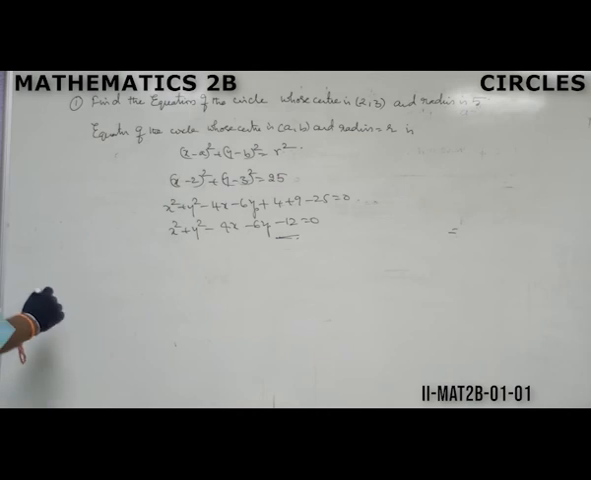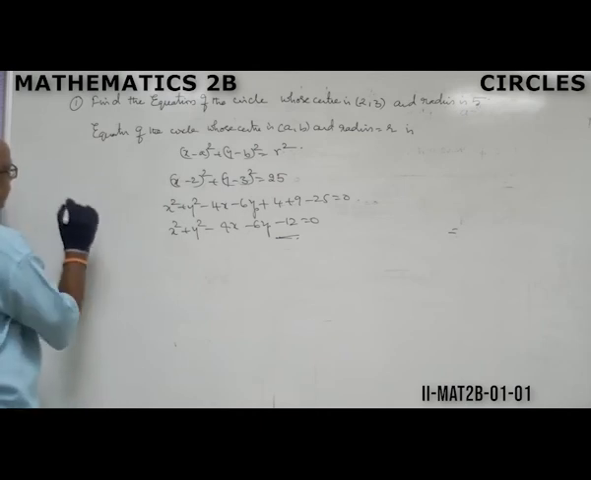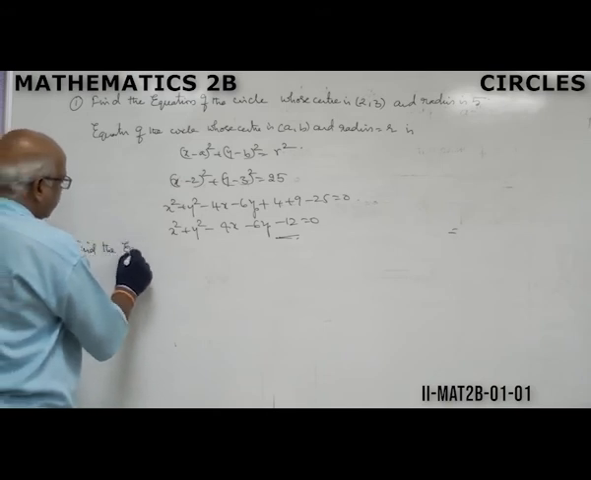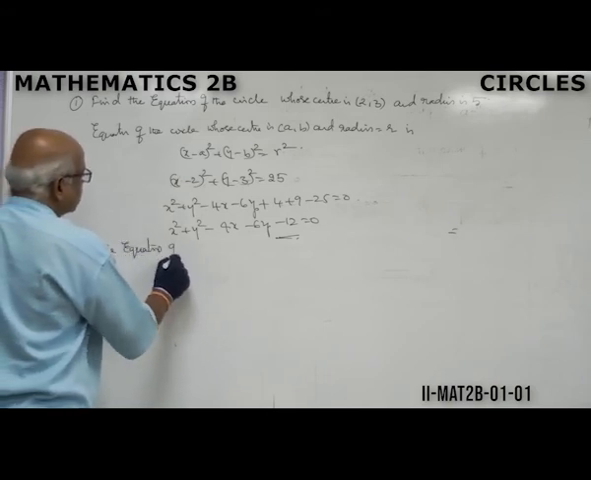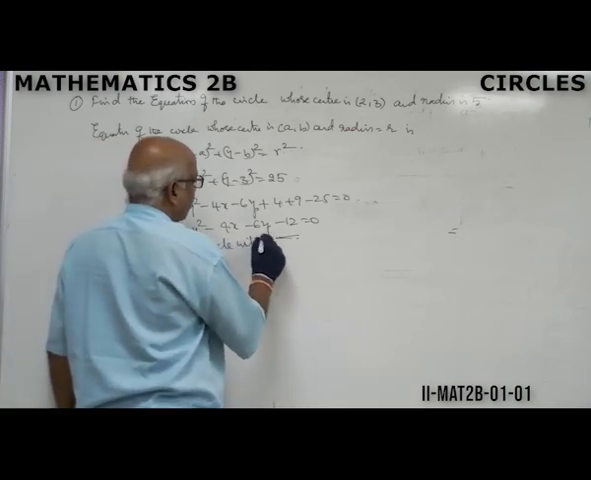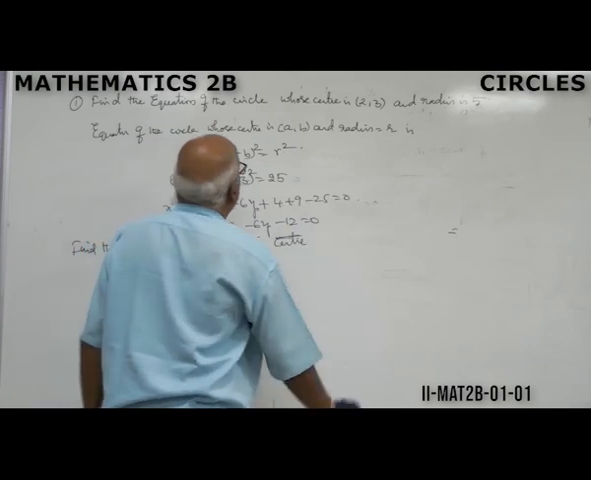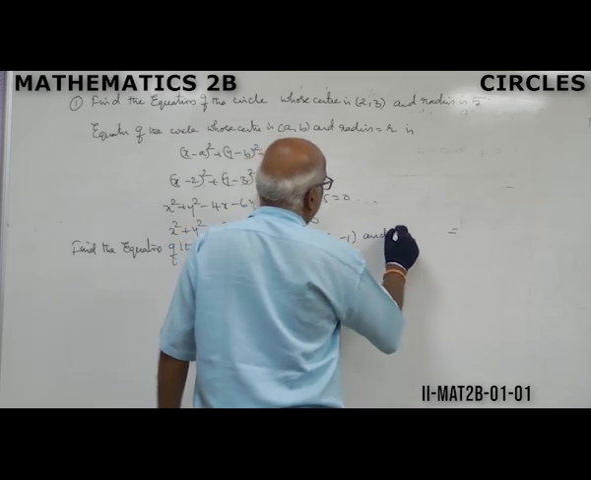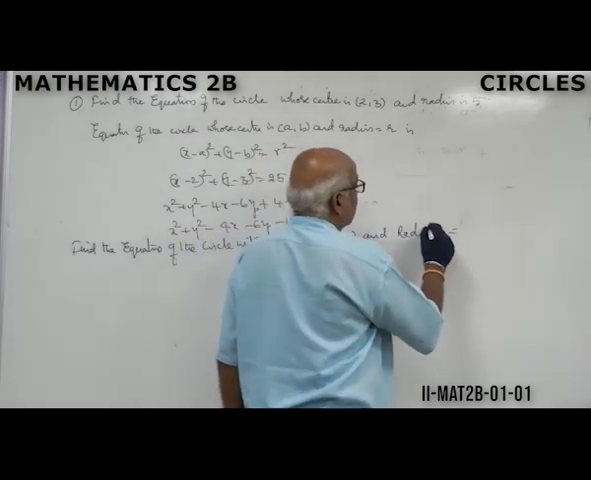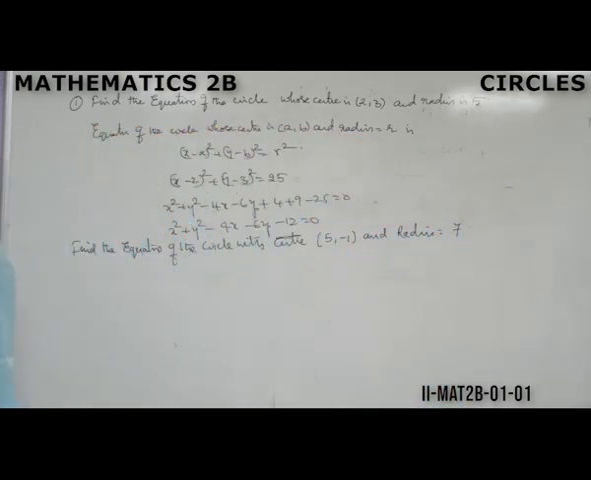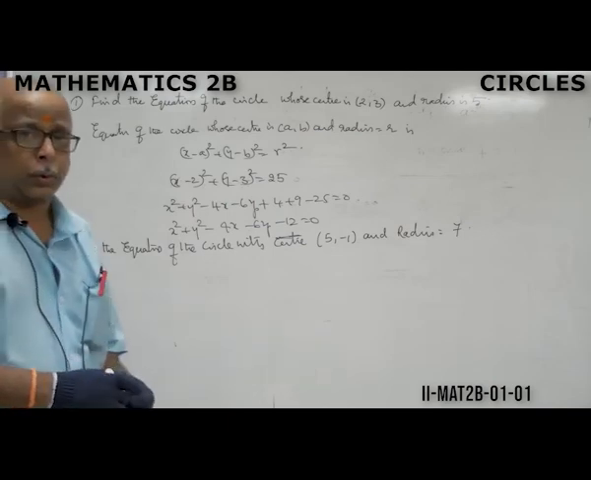Similar to this, you try to solve one problem, that is, find the equation of the circle with the center (5, minus 1) and radius 7. That problem, I am leaving to you to work out.